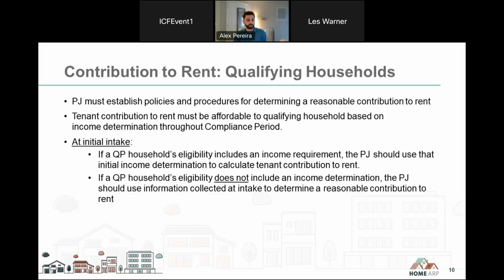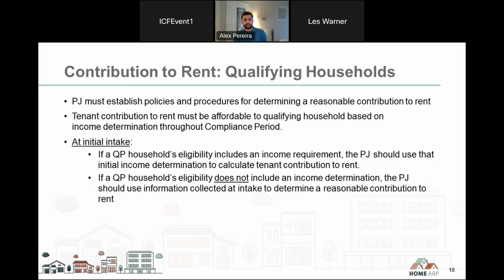So before you even start looking at funding HOME-ARP rental housing and monitoring those projects, it's really important that you have those policies and procedures in place to determine, among many things, how that reasonable contribution to rent will be determined. And the contribution to rent by a tenant must always be affordable to the qualifying household based on the income determination that happens throughout the compliance period.